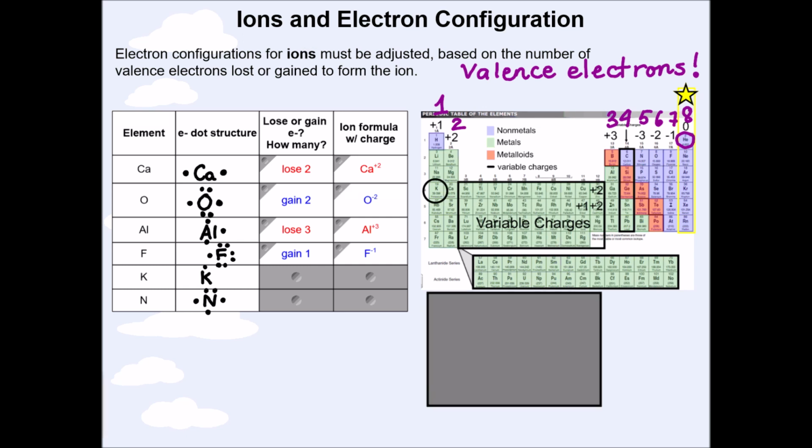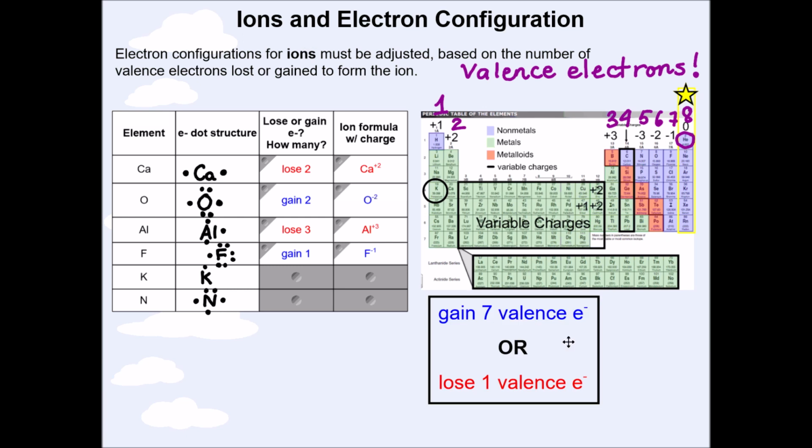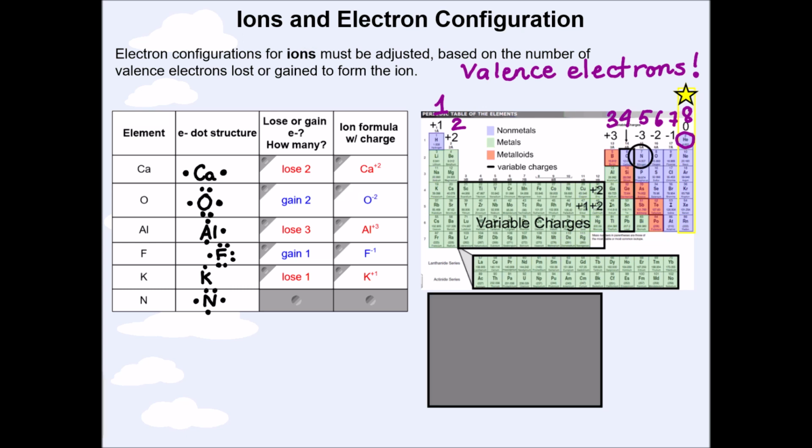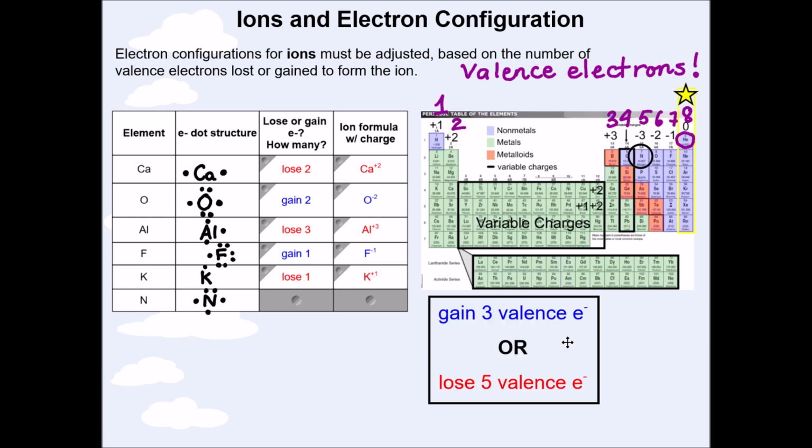Potassium has 1 valence electron. It can gain 7 or lose 1. Losing 1 is the easier choice, and its ion is K plus 1. Lastly, we have nitrogen, which has 5 valence electrons. It can either gain 3 to achieve 8 or lose 5. Easier to gain 3. Therefore, ion is N negative 3. Remember, this is the reason why this pattern exists for the ion charges. Elements will always lose or gain in order to achieve 8 valence electrons in the easiest way possible.